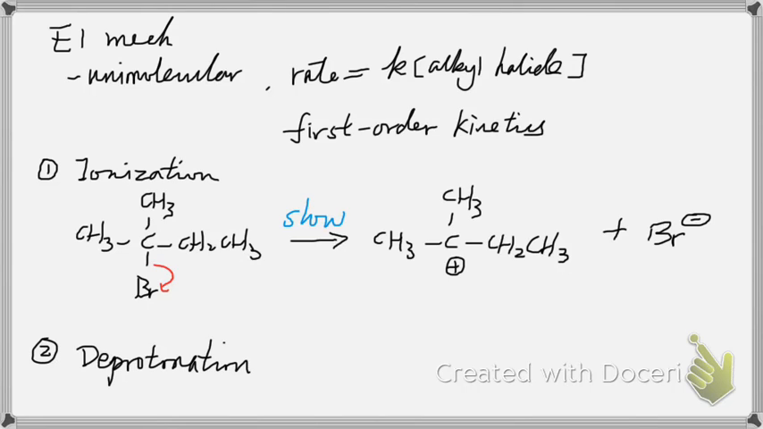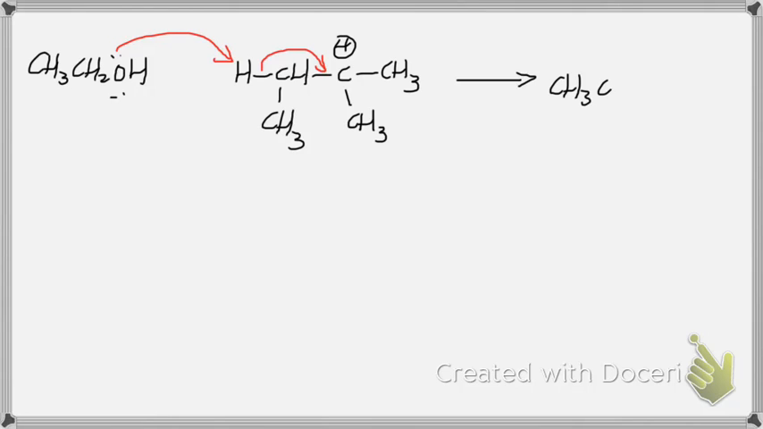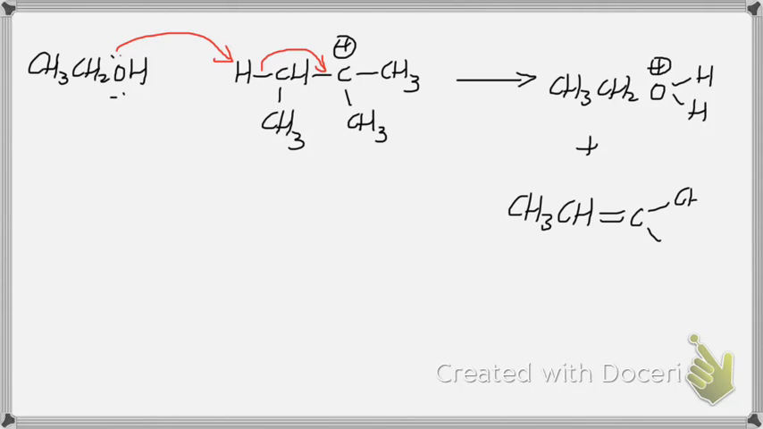Second step is the deprotonation. So we have a weak base, ethanol here, that can act as the base to grab the beta proton from the carbocation to give the alkene product. This deprotonation step will be a faster step.